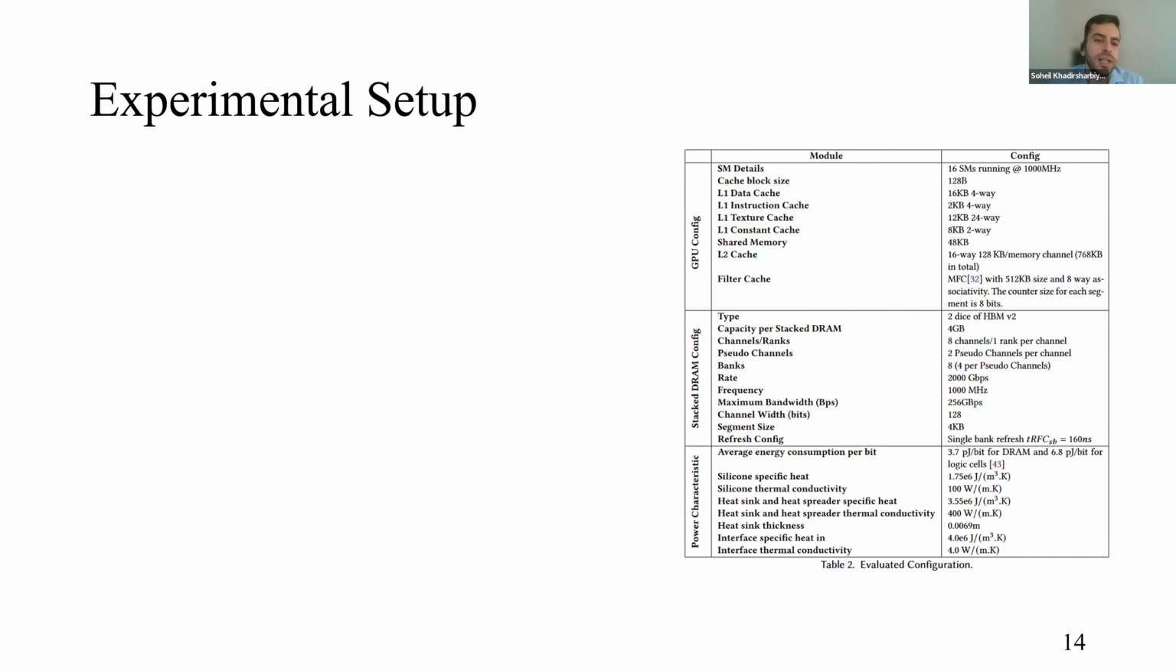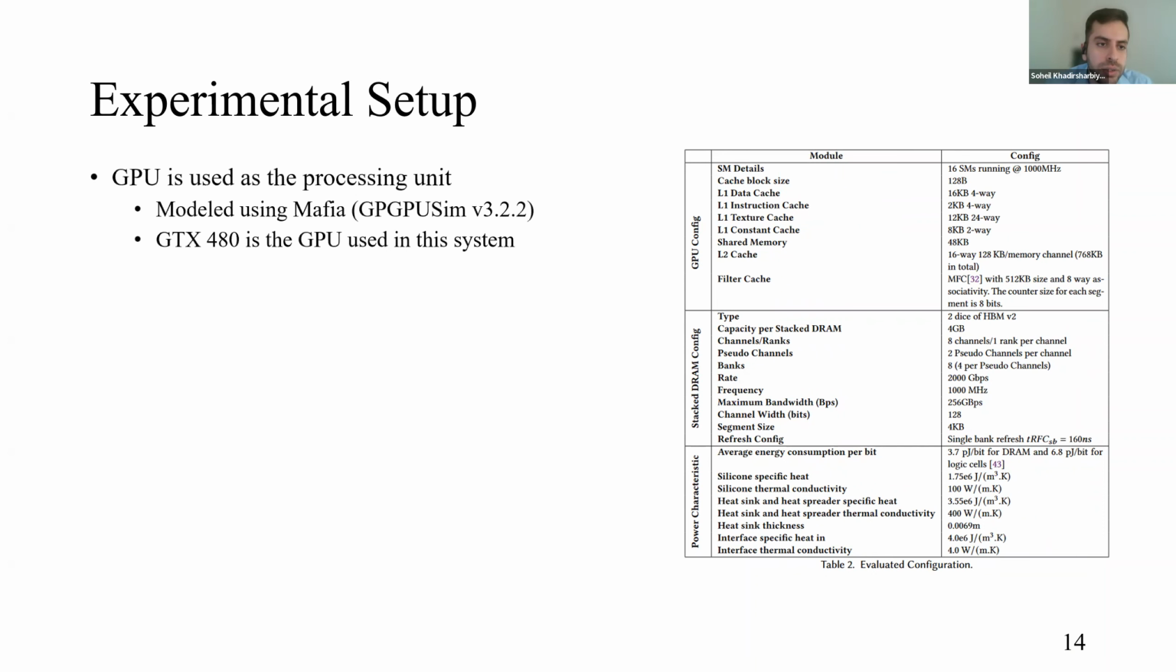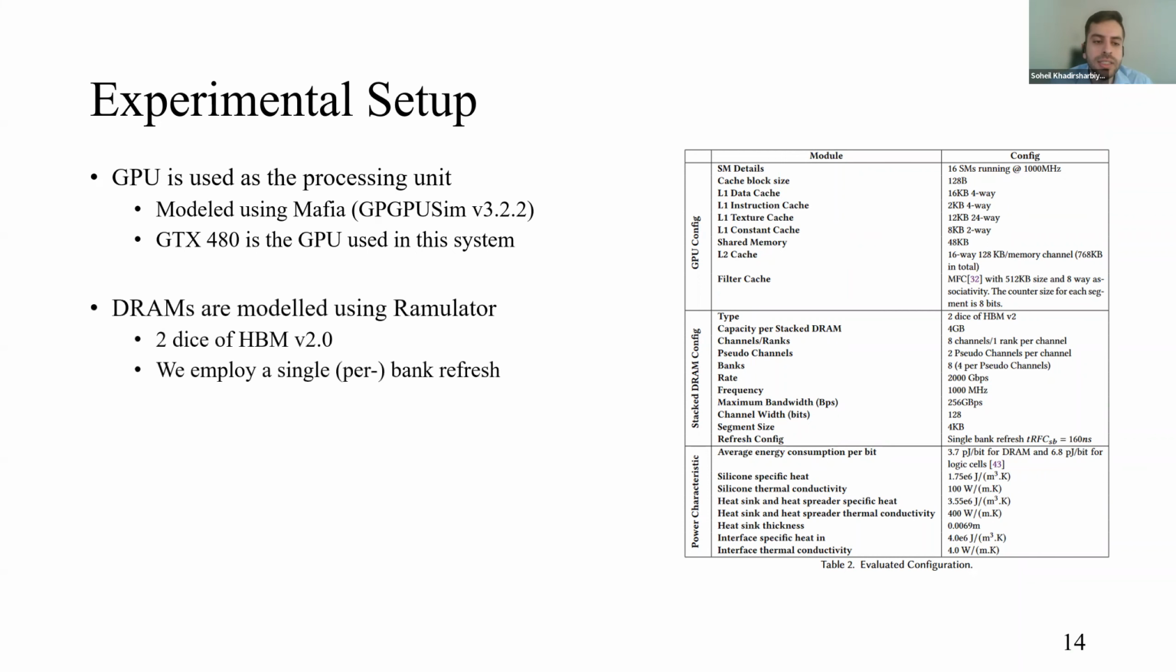For our experimental setup, we use a GPU as the processing unit, and we modeled it using MAFIA, and the GTX 480 is used for this system. The reason is that the GTX 480 is the only floor plan that we could find as part of the simulation of the system. DRAMs are modeled using Ramulator, and we use 2 dice of HBM version 2. And we employ single bank refresh so that each bank can be refreshed individually.